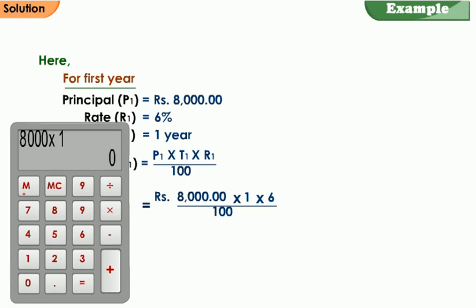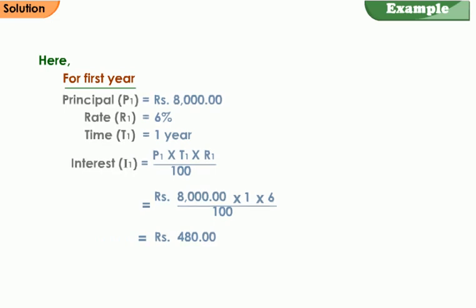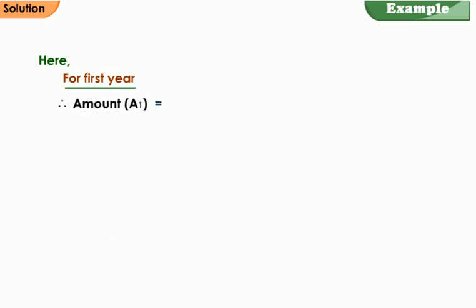Therefore, the amount A1 is given by P1 plus I1, that is the sum of the principal and interest. We have the principal and we just calculated the interest amount. So let us substitute them in the relation and we write amount equals rupees 8,000 plus 480, that is equal to rupees 8,480.